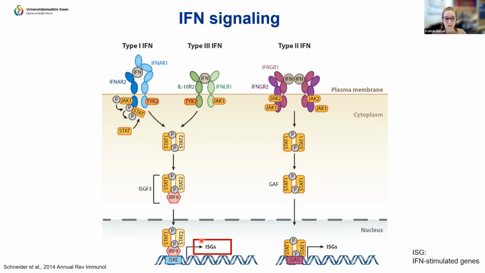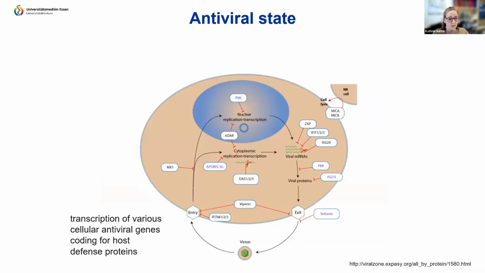And this induces numerous so-called interferon stimulated genes. So hundreds of different genes are stimulated when this pathway is activated. So what does it mean? We have these hundreds of interferon stimulated genes. And the first thing they do is induce a so-called antiviral state in the cell. This can be a cell which is already infected by a virus. So there are a lot of different genes transcribed which have a direct antiviral activity.